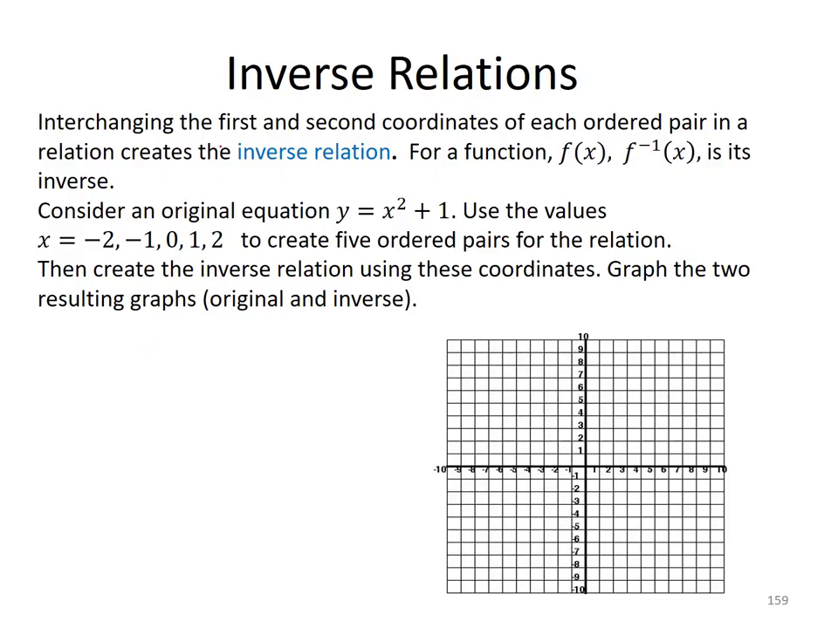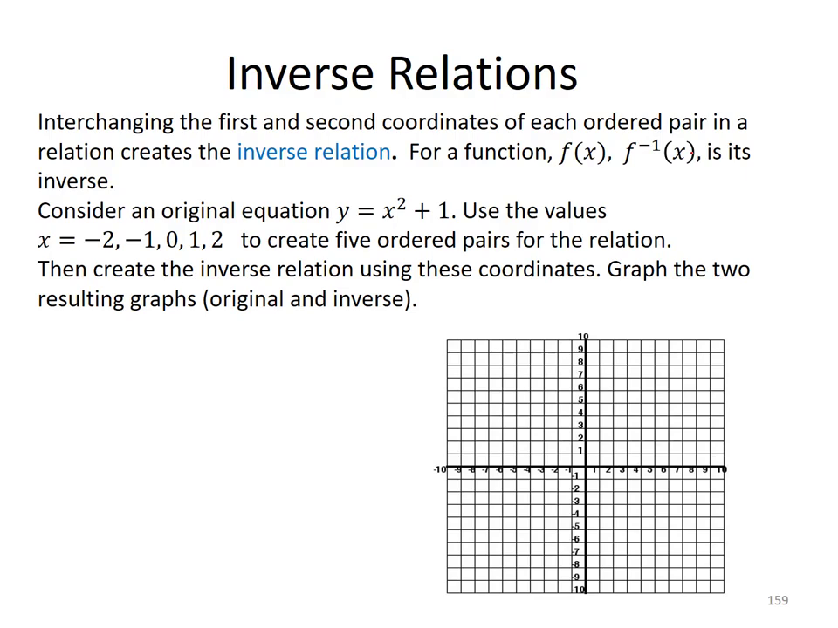Inverse relations. Interchanging the first and second coordinates of each ordered pair in a relation creates the inverse relation. For a function f of x, f inverse of x, that is, f to the negative 1 of x, is how we write its inverse.